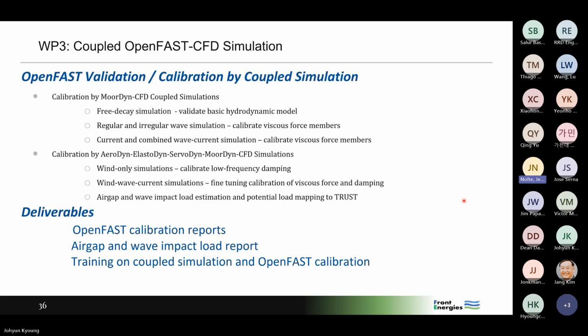So is there going to be validation between the hydrodynamics that's going to be calculated in TRUST and OpenFAST, also compared with the CFD? And then is there validation with the structural model of TRUST compared with a comparable solver like ANSYS, for example?